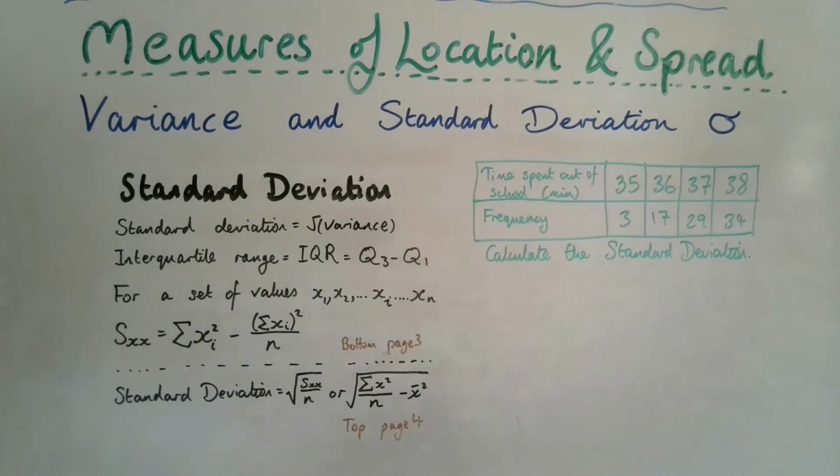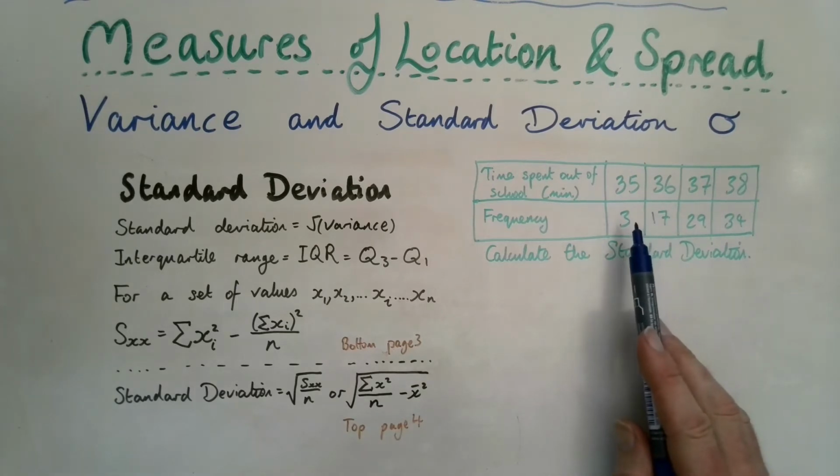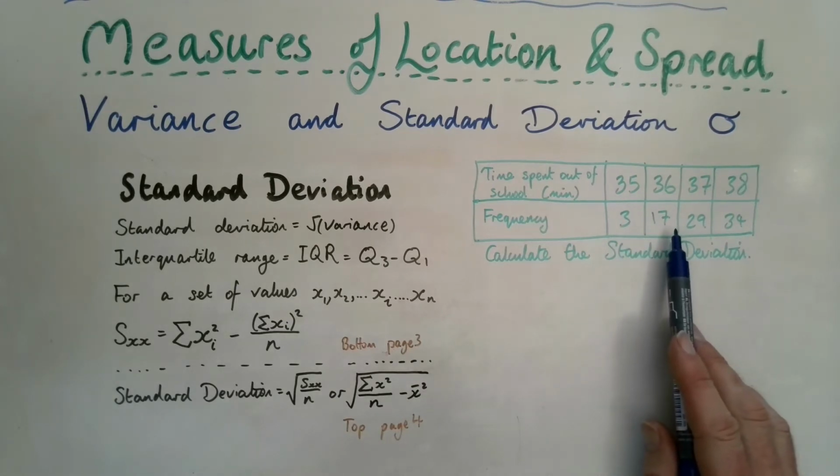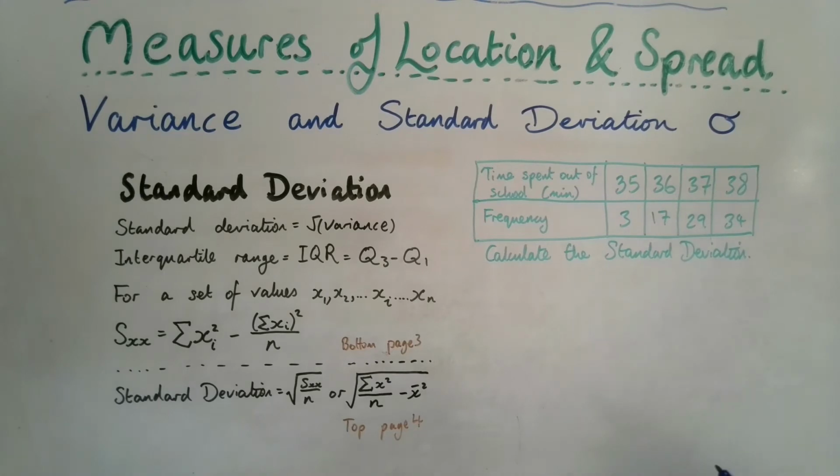Okay, here's some more data. This is how much time people have been spending out of school, in minutes. We've got 3 people on 35, 17 on 36, 29 on 37, and 34 on 38. See if you can work out what the standard deviation of that is.